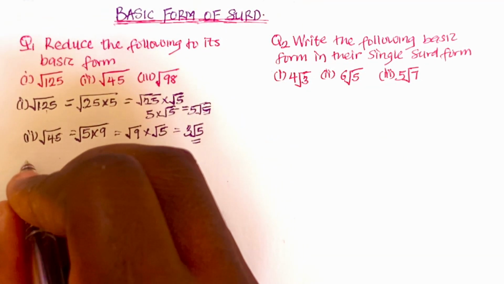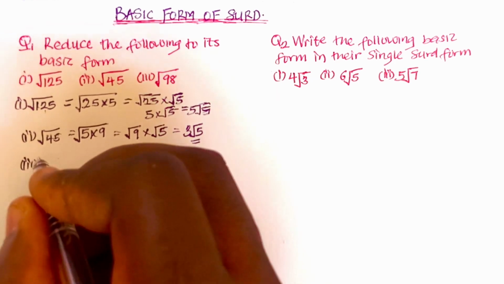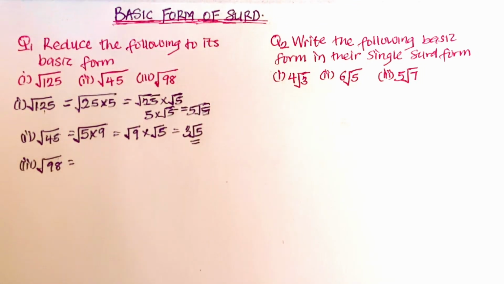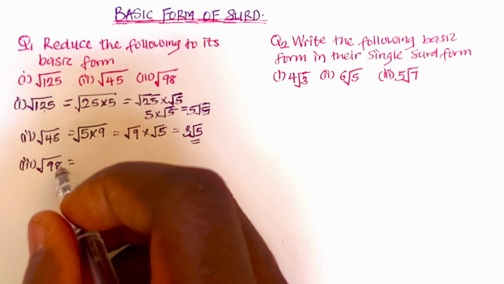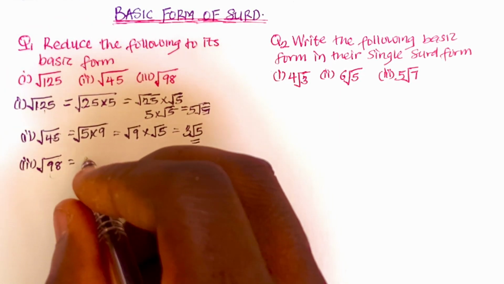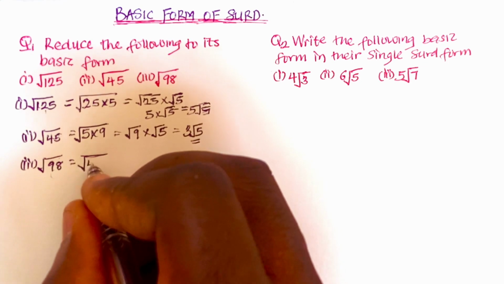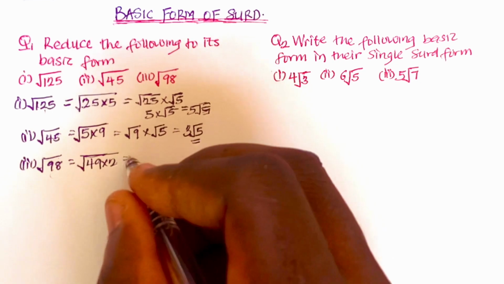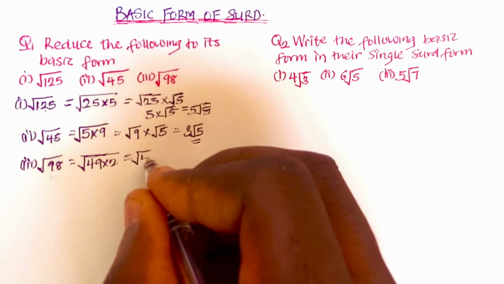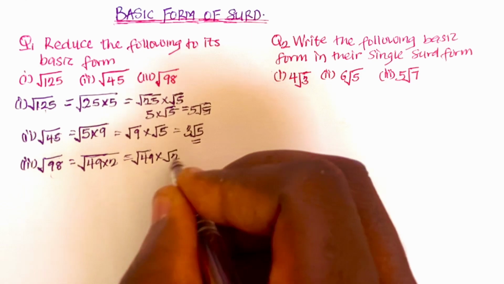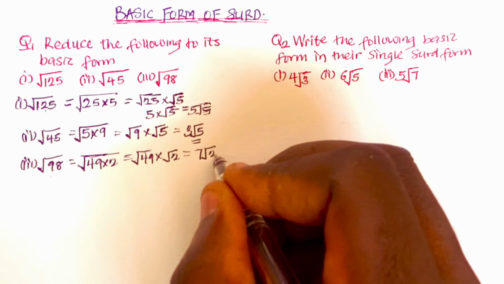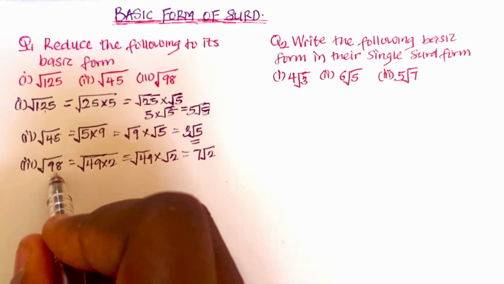Now the third one is root of 98. I need to find factors that, if I multiply them together, will give me 98. If I divide this by 2, that's exactly 49. So you can have root of the factors, which are 49 multiplied by 2. This means root of 49 multiplied by root of 2. Root of 49 is 7. So this is 7 root 2, which is the basic or simplest form of this expression.